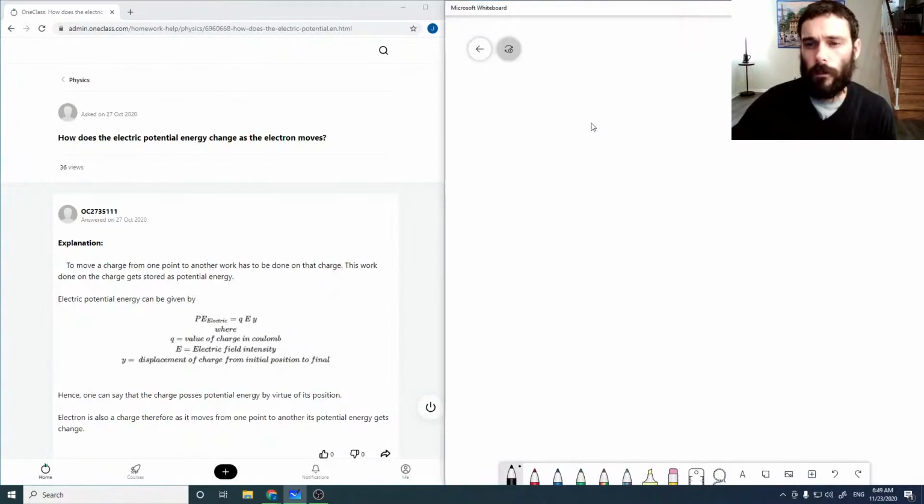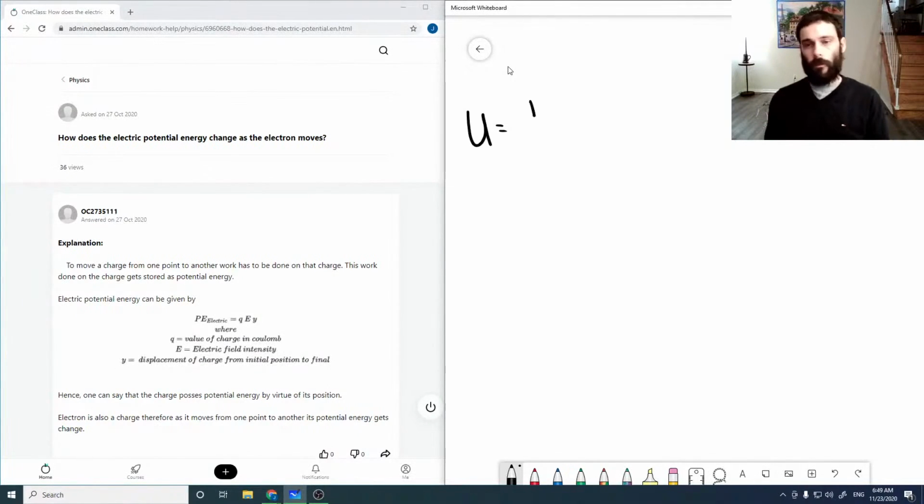Quickly do that. Okay. How does the electric potential energy change as the electron moves? So let's say this is kind of open, but our electron potential energy is U equals 1 over 4 pi epsilon naught Q1 Q2 over R12. So that's the separation between the two charges, Q1 and Q2.